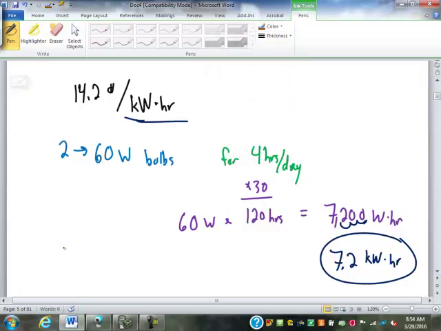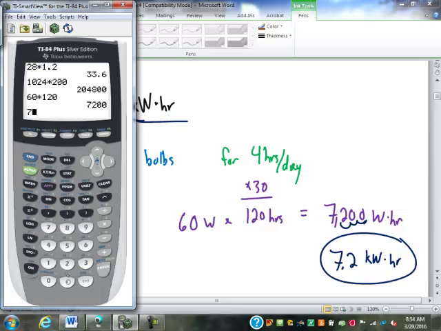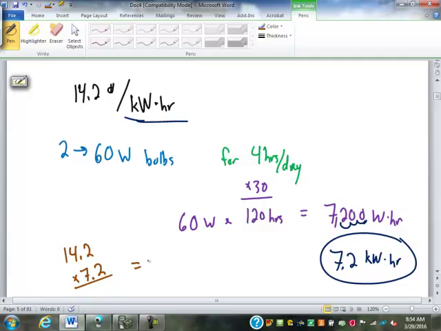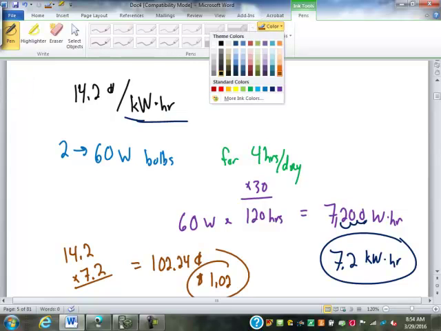So times 14.2 cents. $102 basically. 102.24 cents. So $1.02 is what it costs to leave that light fixture on for 4 hours a day for a month. That's not too bad.